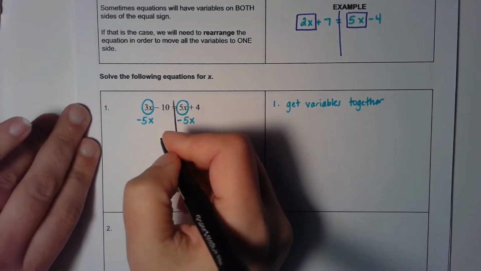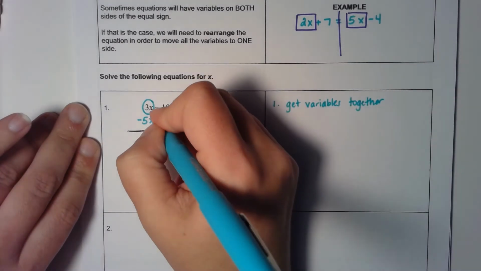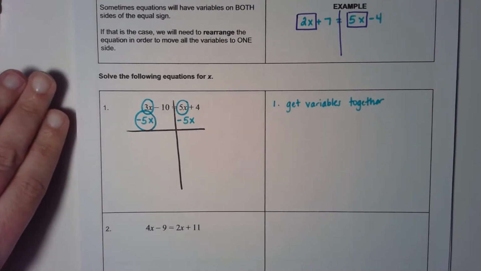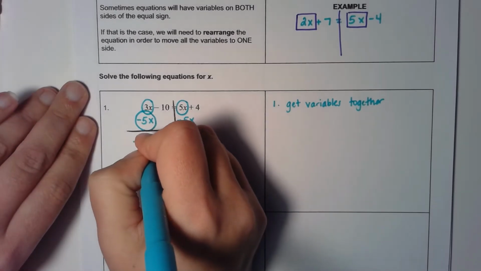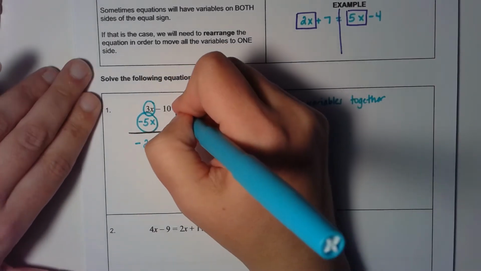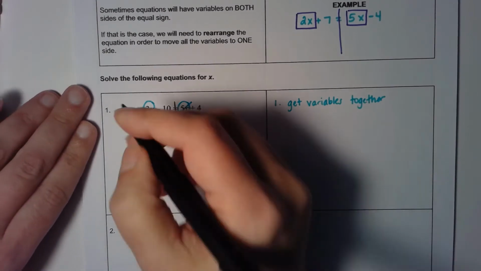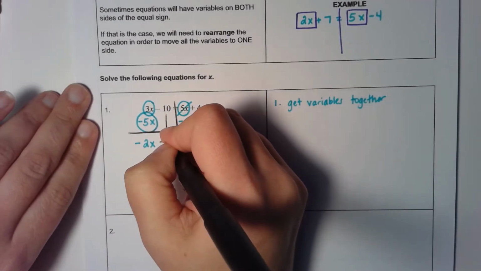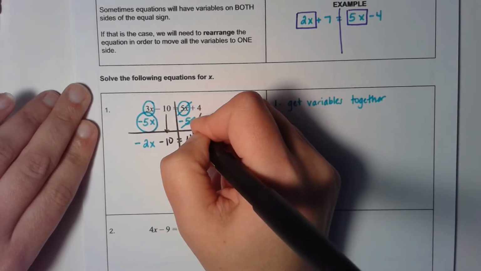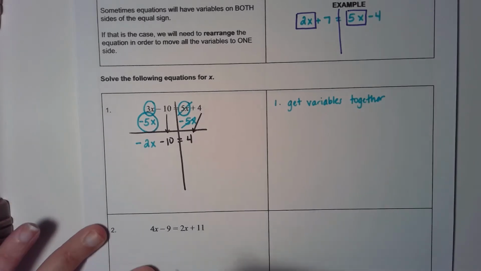After we get our variables together, here's what happens. On the left side, the 3x and the negative 5x are like terms, so we can combine them. And those combine to give us negative 2x. On the right side, the 5x and the 5x cancel. Then I'm just going to drop down the minus 10, and I'm going to drop down the positive 4. Those are just going to move down, they're not going to change. Now I can solve my equation like normal.